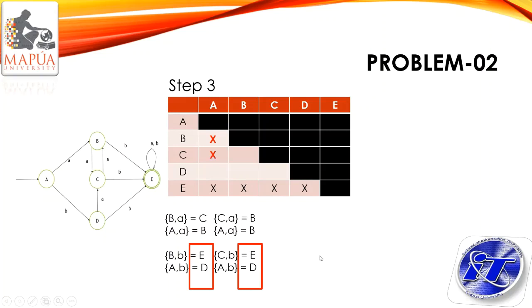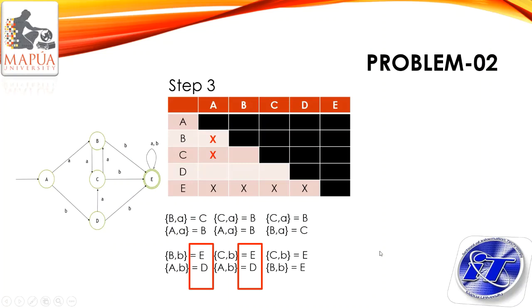Now let's proceed with BC. C at A will go to B, B at A will go to C, BC is not marked. Let's proceed with B. C at B will go to E, and B at B will go to E. EE is not marked, so therefore we're not going to do anything with BC.